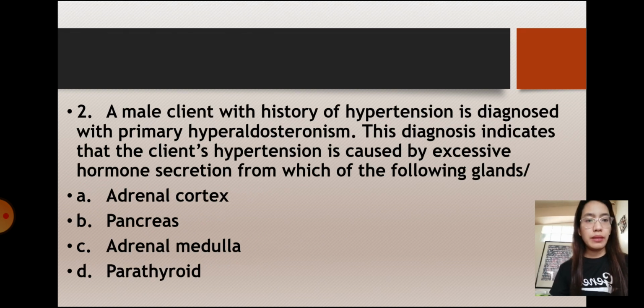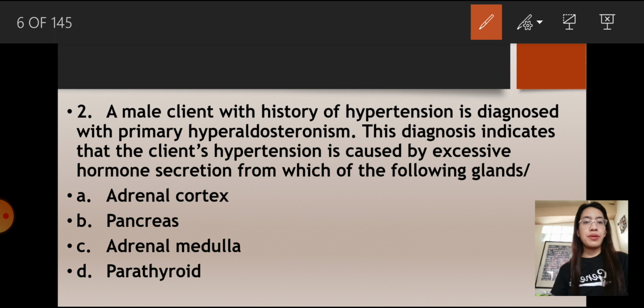Number 2, a male client with history of hypertension is diagnosed with primary hyperaldosteronism. The diagnosis indicates that the client's hypertension is caused by excessive hormone secretion from which of the following glands? So, please take note of hyperaldosteronism. So, meron siyang napakaraming aldosterone. So, yun daw ang dahilan kung bakit siya merong hypertension.